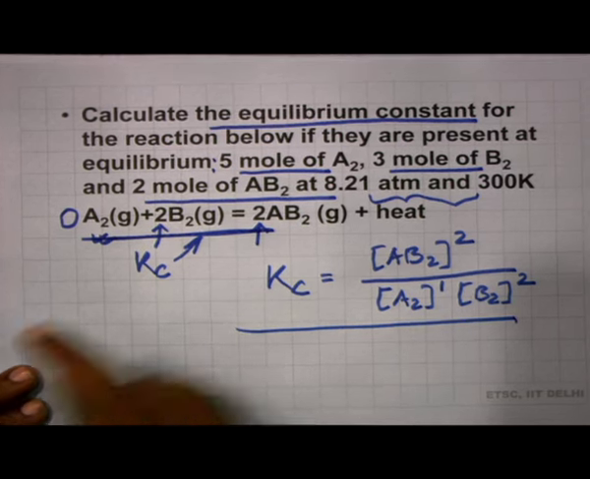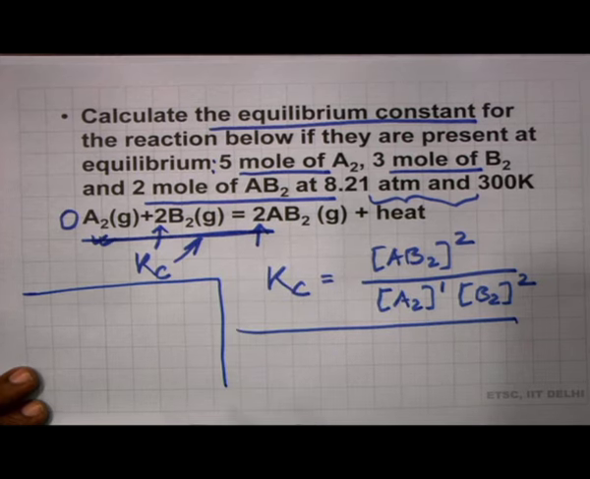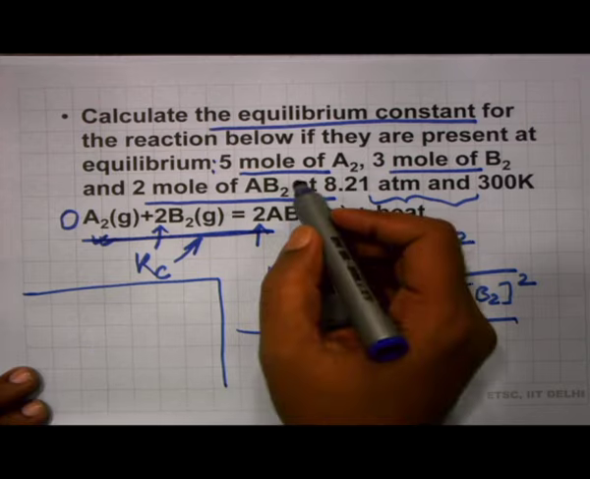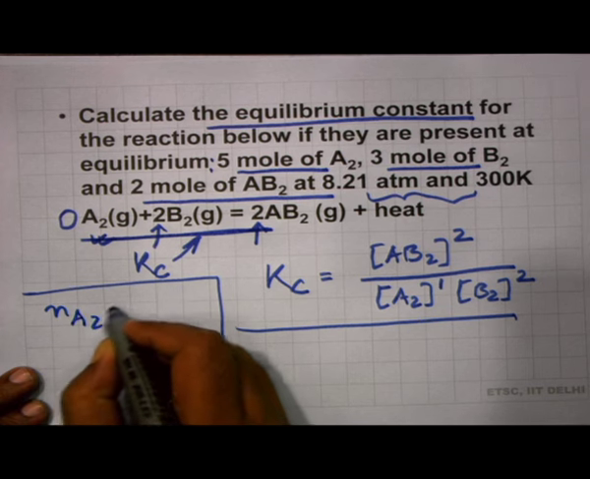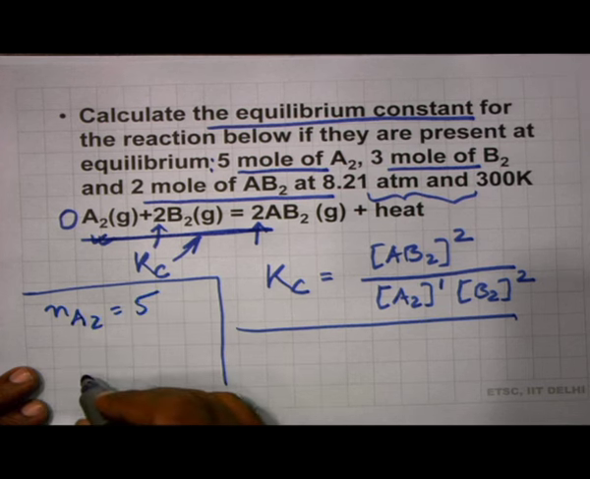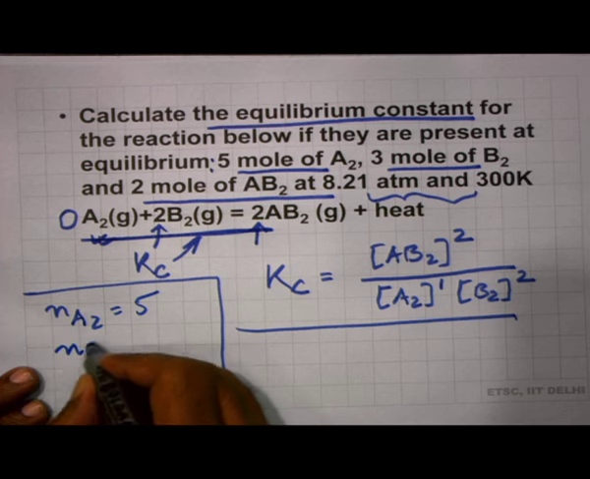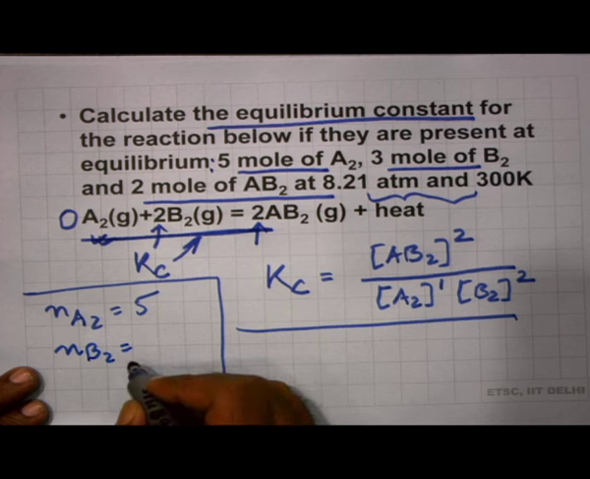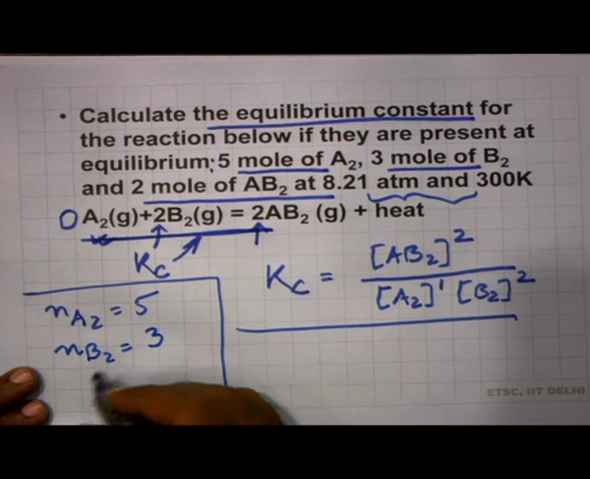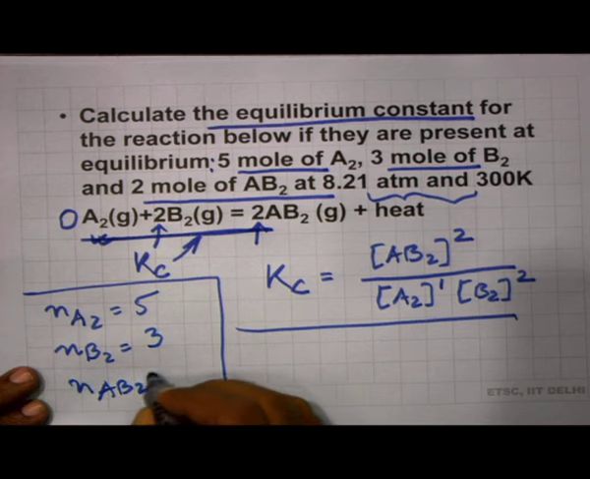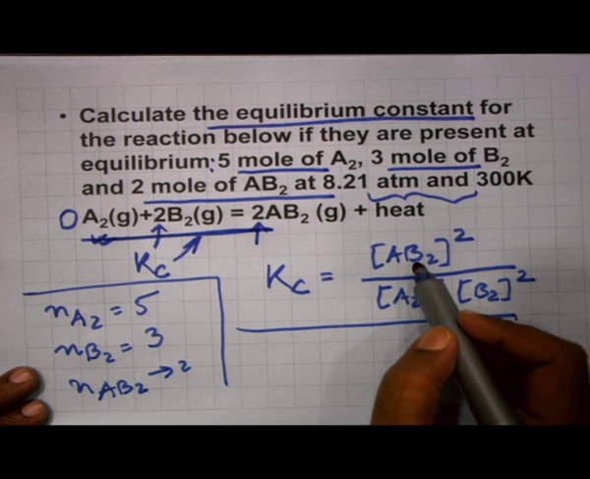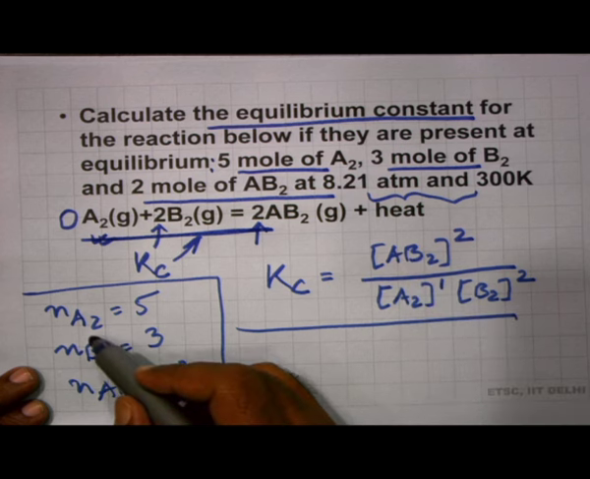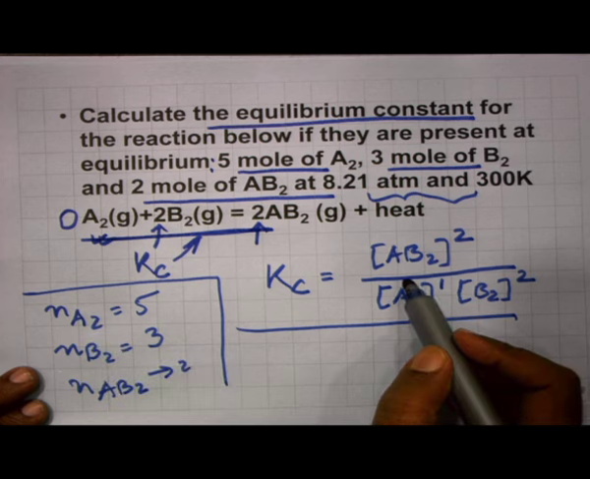Now, you see this, what is given to you? The thing which is given is the number of moles of A2. So, you have been given N_A2 is equal to 5 mole. Other thing which is given is N_B2, that is 3 mole, and N_AB2 is 2 mole. Now, what we need is the concentration of AB2, not the number of moles of AB2.